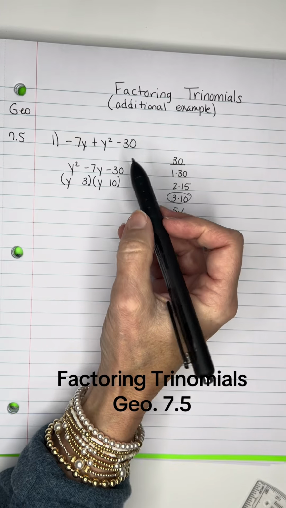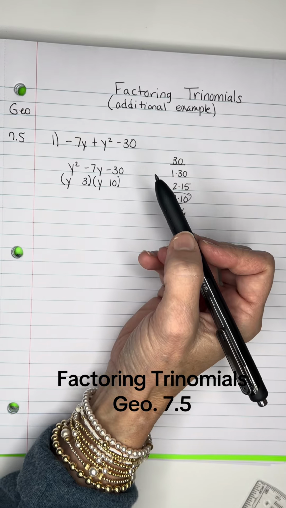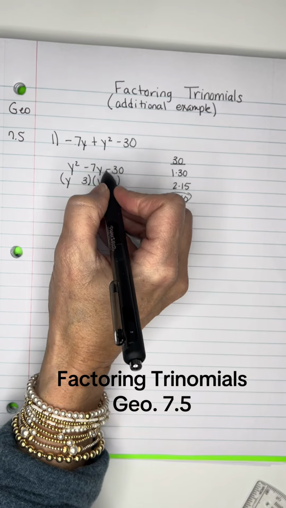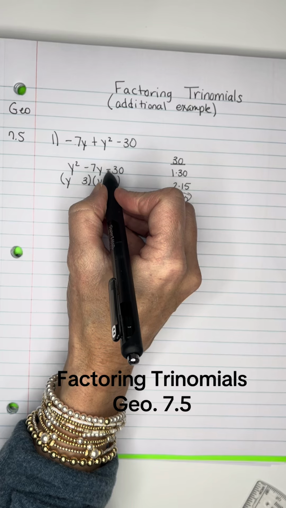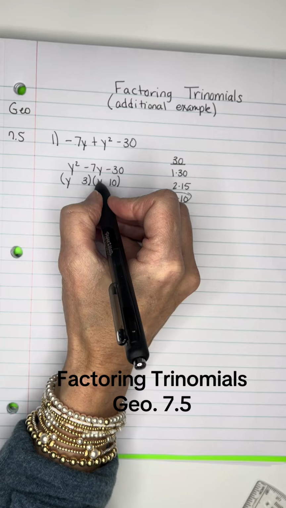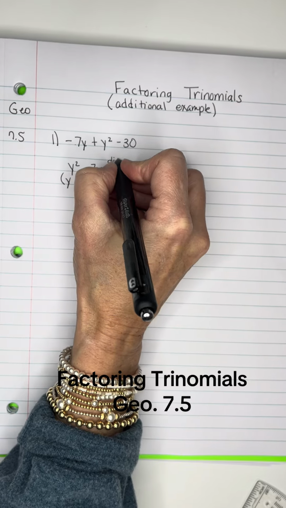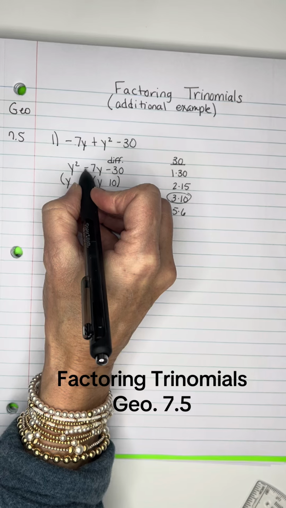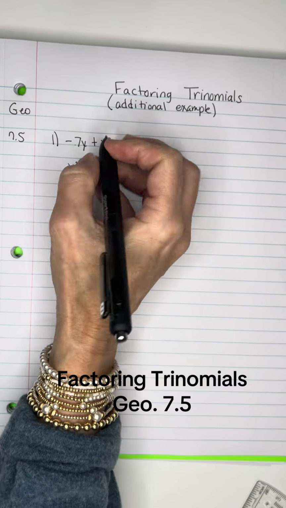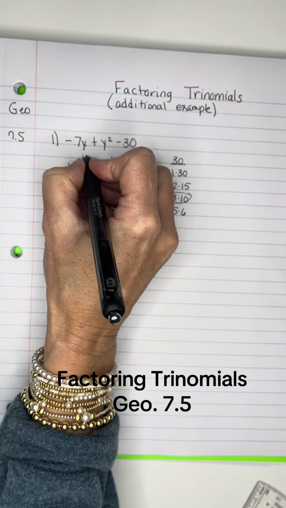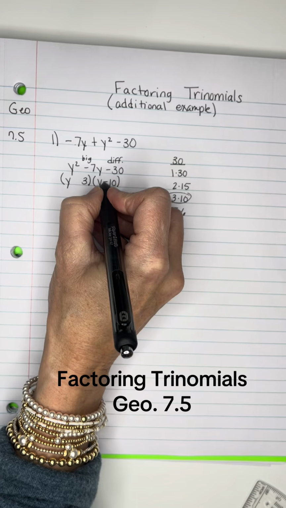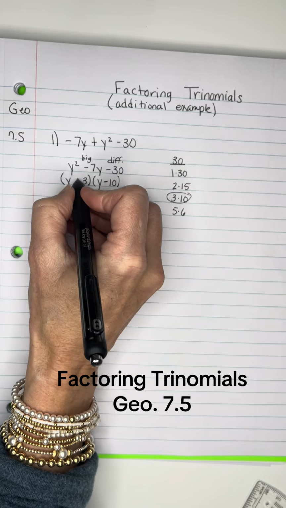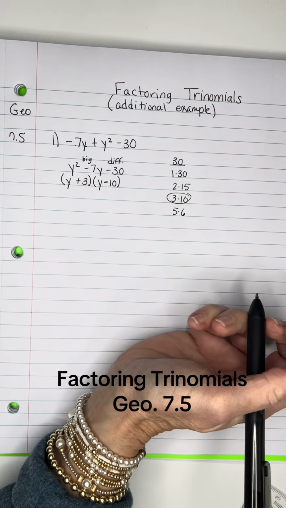Then we look here at the signs. This minus right here tells me that the two binomials will have different signs. They're going to be different from each other. And this negative in front of the 7 tells me that the bigger one is going to be negative. So 10 is the bigger one, so he's negative. 3 is the smaller one. He has to be positive because remember they're different.